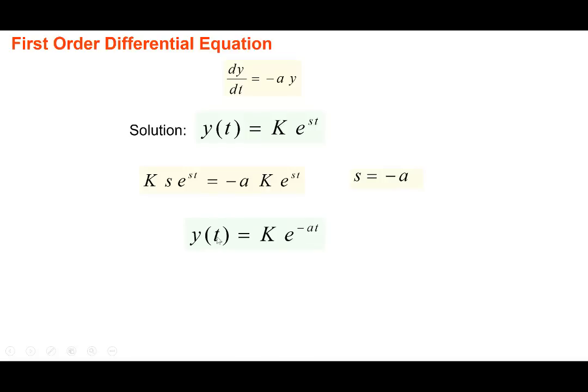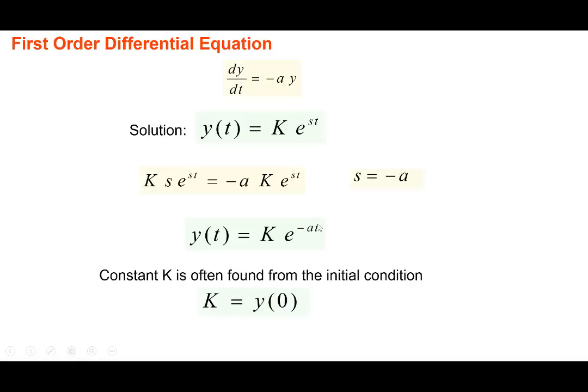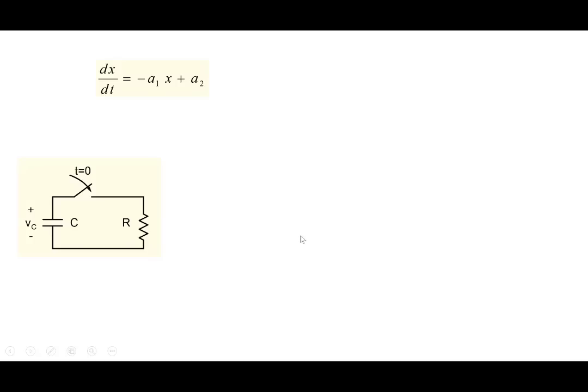And so the solution of an equation of this form will become y(t) equal to k e to the power minus at. And k, of course, we can find out from the initial condition. For example, if I put t equal to 0, then this term is 1 and y(0) will be equal to k. So the solution to this equation, dy/dt equal to minus ay, becomes y(t) equal to y(0) e to the power minus at. All right, so let's apply that.